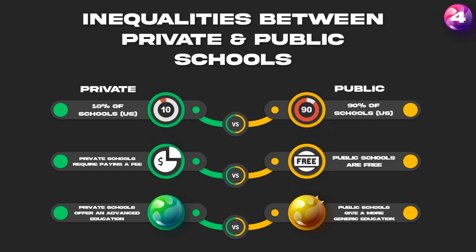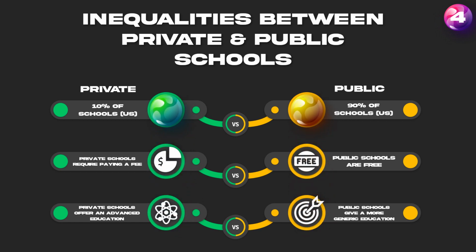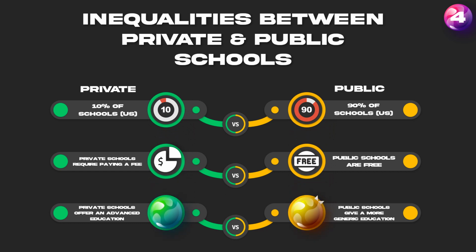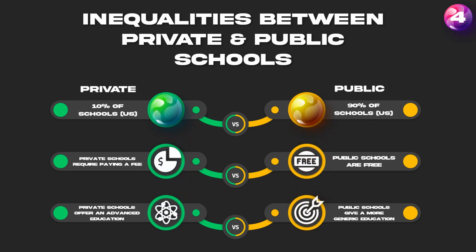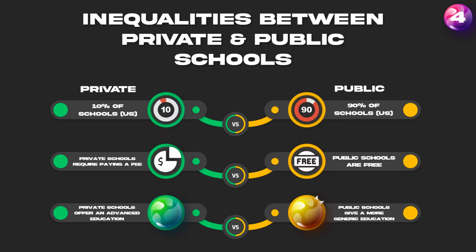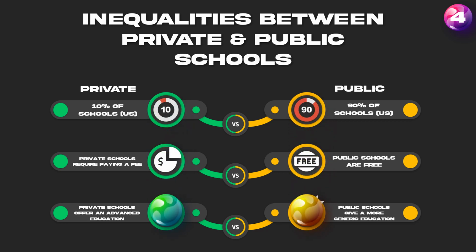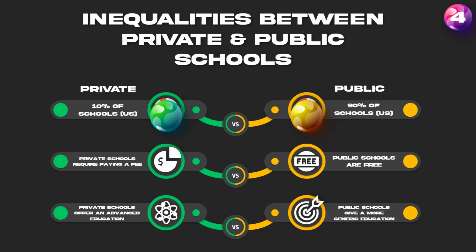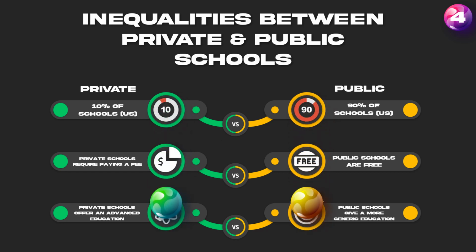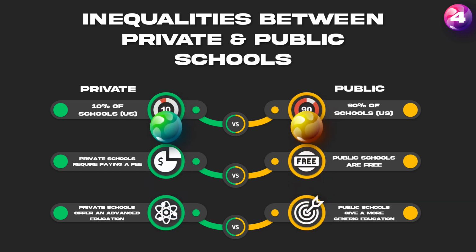For this slide, we will see the inequalities between public and private school. In the US, most of the students go to public school. The private school requires paying, in contrast to the public school. Private school gives more advanced education than the public school.